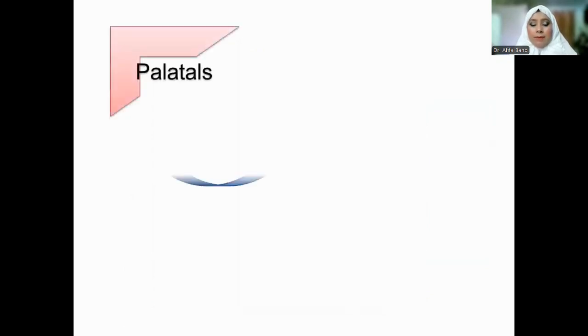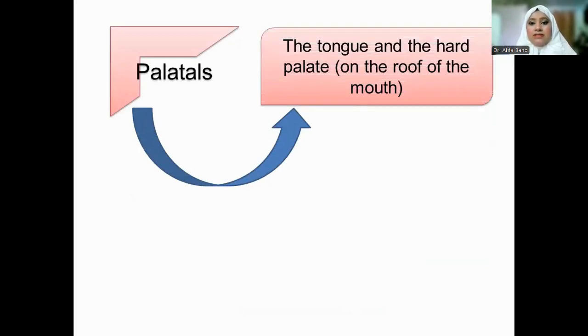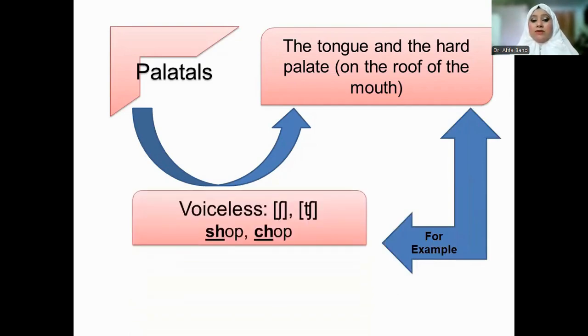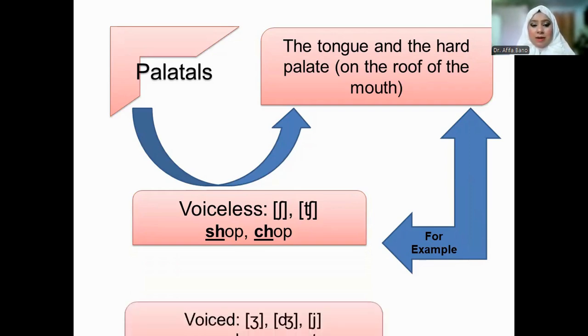Now palatal. Palatal sounds, the tongue and the hard palate, means the roof of the mouth, the hard palate, is called palatal. For example, the sounds like sha, cha, shop, chop. What happens is that the side of the tongue moves a little up and it touches the hard palate of your mouth. Okay, sha, cha. Then we make this sound.